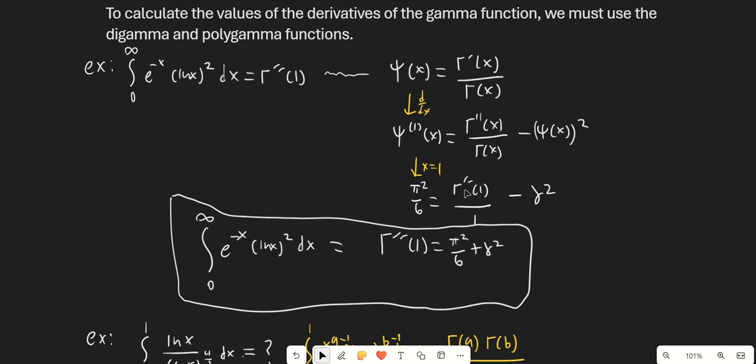So then all we have to do is actually solve for gamma double prime of 1, which just happens through reorganization right here. And we have the integral from 0 to infinity of e to the negative x times natural log of x squared dx. And this is equal to gamma double prime of 1, or pi squared over 6 plus gamma squared.